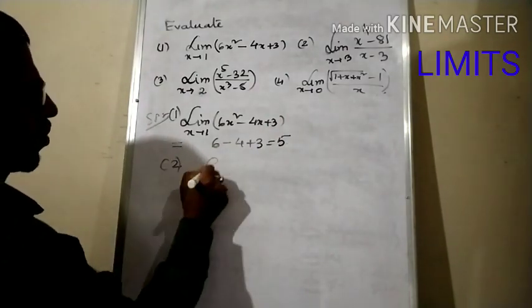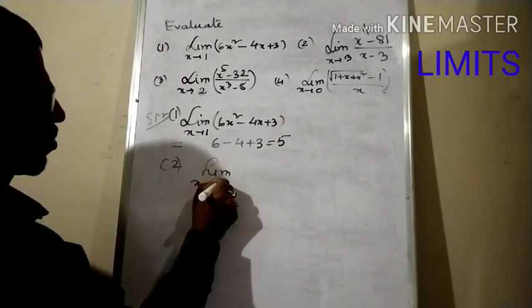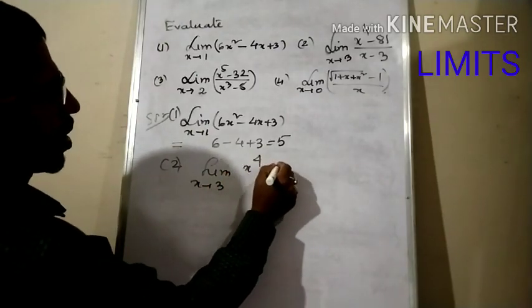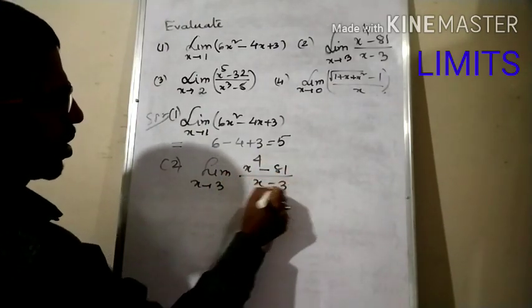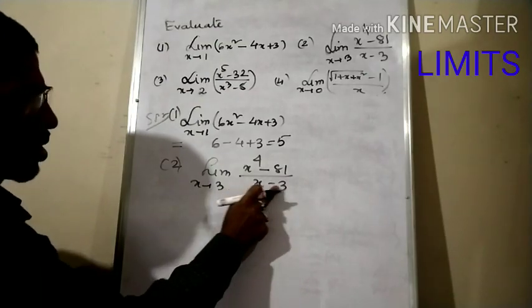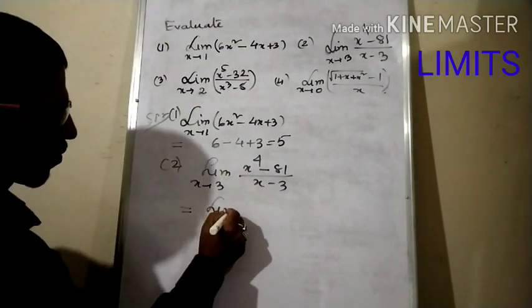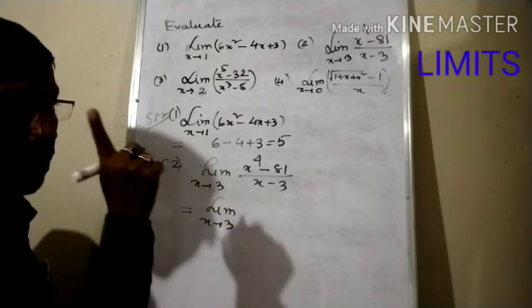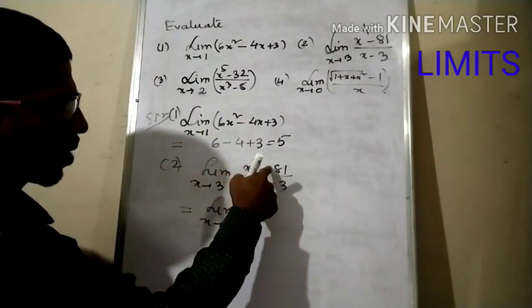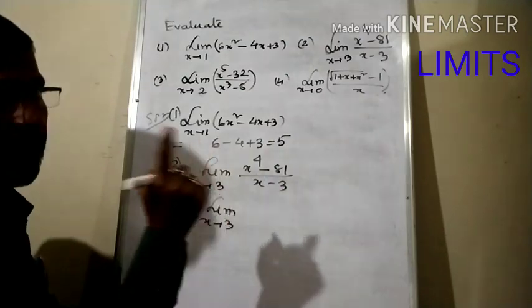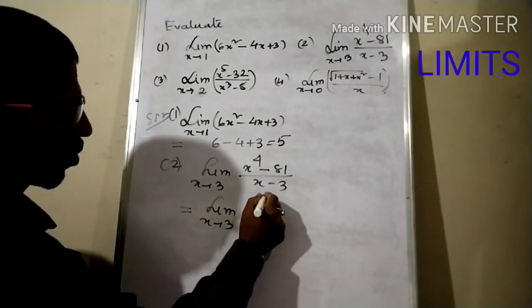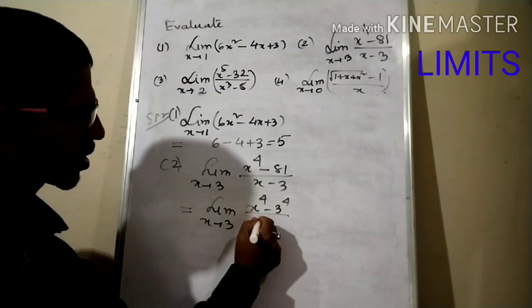Now number 2. Limit x tends to 3, x to the power 4 minus 81 by x minus 3. Here you cannot put x directly because 3 minus 3 is 0, and denominator 0 means undefined. But we can apply one formula I have given to you. Formula number 1: x to the power n minus a to the power n by x minus a. Here, x to the power 4 minus 3 to the power 4 by x minus 3.